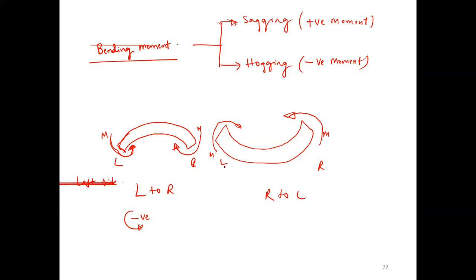Here, left side, clockwise. Clockwise is positive. Similarly, the right side: here, right side, clockwise. Clockwise, that is positive. Here, right side, anti-clockwise is negative. This is the sign convention.